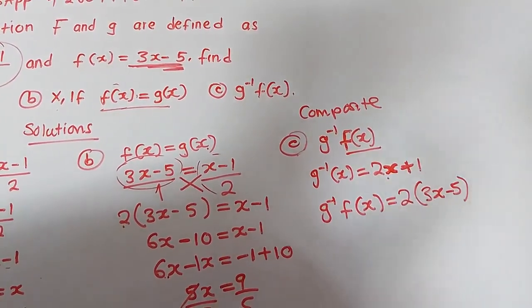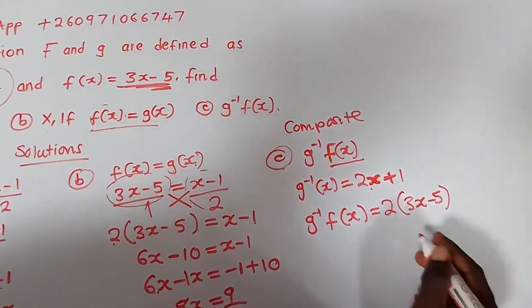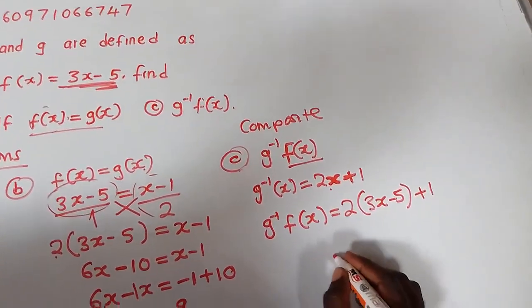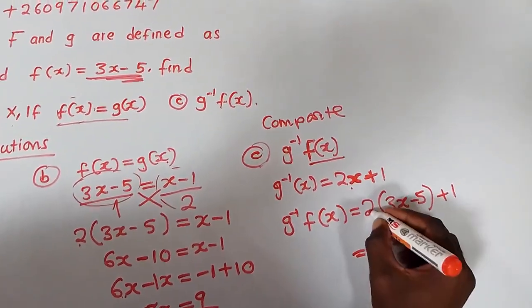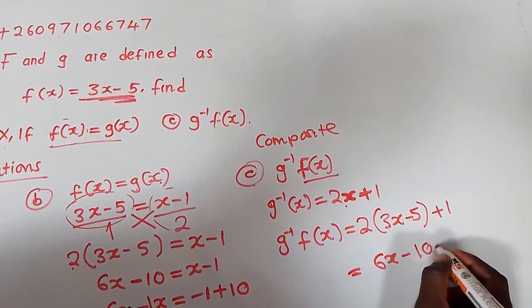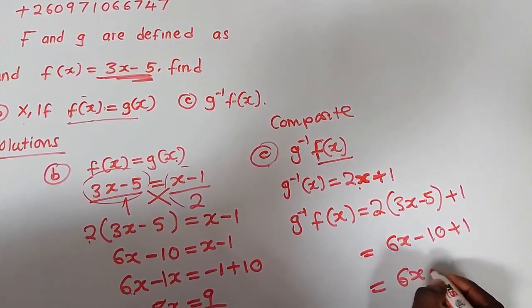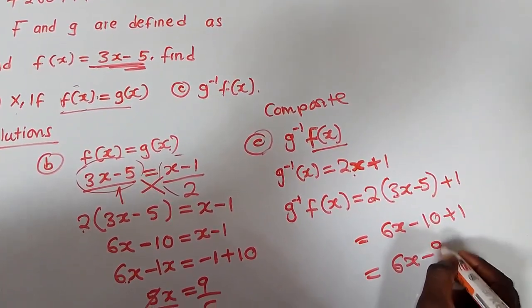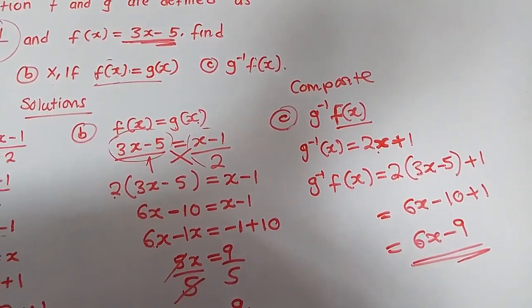You cross like this. Then you say plus 1. So this is equal to: this times this is 6x, then this times that is negative 10, plus 1. So which is equal to 6x, then minus, negative 10 plus 1 is negative 9. So this is the answer for the composite function.